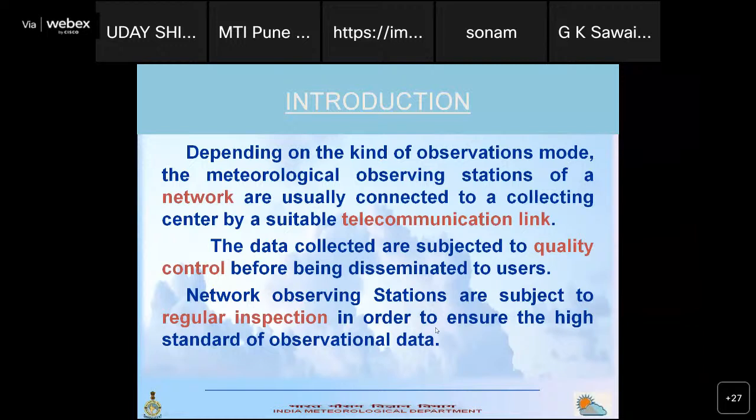When we are taking observations at the observatory level, like synoptic observation, every 3 hours you have to take the observation and transmit the data. Telecommunication links are required, and the data collected are subject to quality control before being disseminated to the users. In quality control, any erroneous data will be deleted, and this is taken care of at the software end. The network observing stations are subject to regular inspection in order to ensure a high standard of observational data. This is regularly inspected by our inspector section at the meteorological centers, who take care of the inspection of the observatories under their jurisdiction.